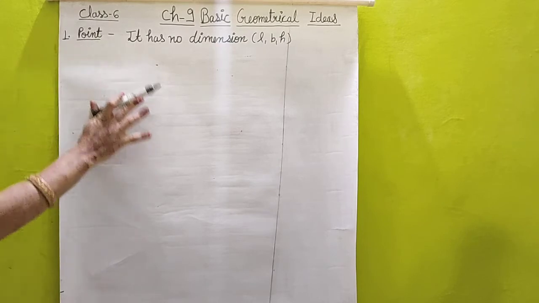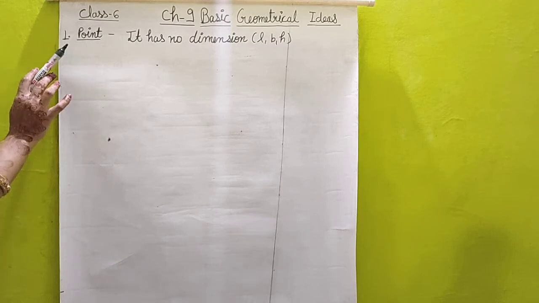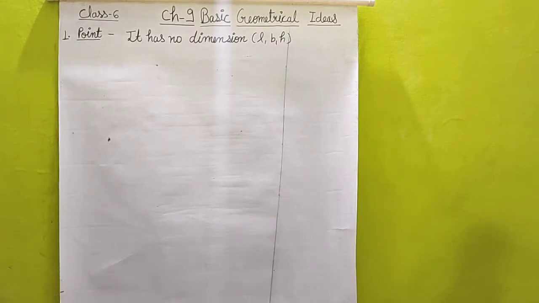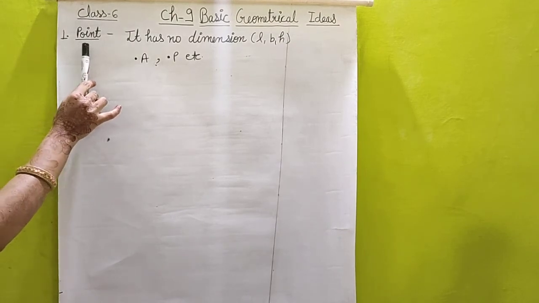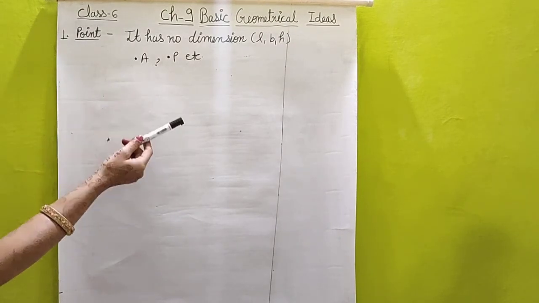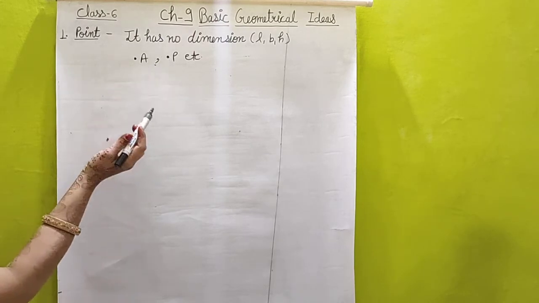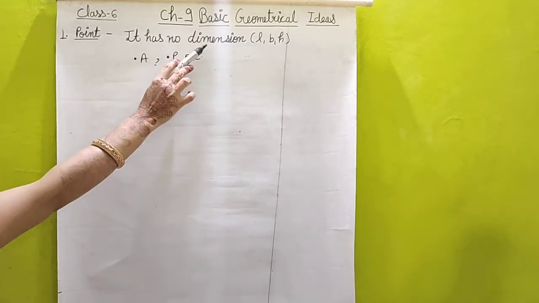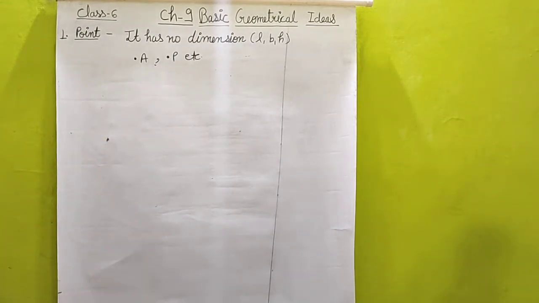So, students, today only we will do the introduction part. Here we will study 7 points. Point number 1, first is point. Point, students, this is very easy. You are familiar with the point. We represent a point by a dot. Here, this is a point A, point B. A point has no dimension, means it does not have length, breadth and height.